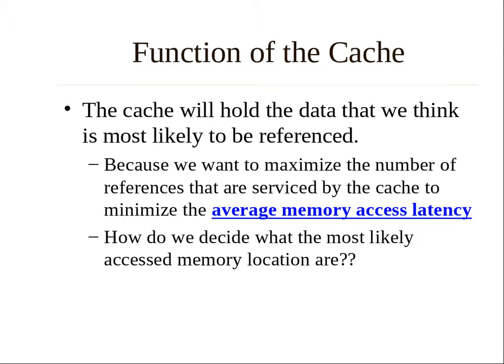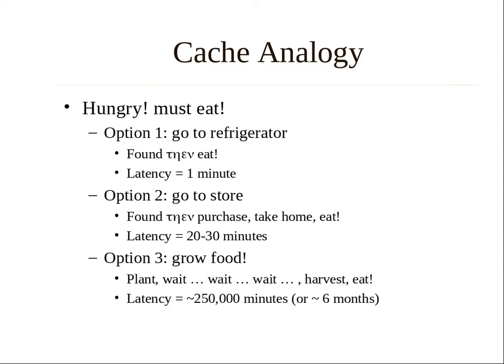All right. So what does a cache do? It holds the data that we think is most likely to be referenced, in hopes that you will use it, and then you take it from the cache as opposed to main memory. Why? Because we want to maximize the number of references that are serviced by the cache to minimize the average memory latency. So the question is, how do we decide which accesses we would like to see? Well, we have to run a bunch of statistics. But before we go on, let me give you a quick analogy.